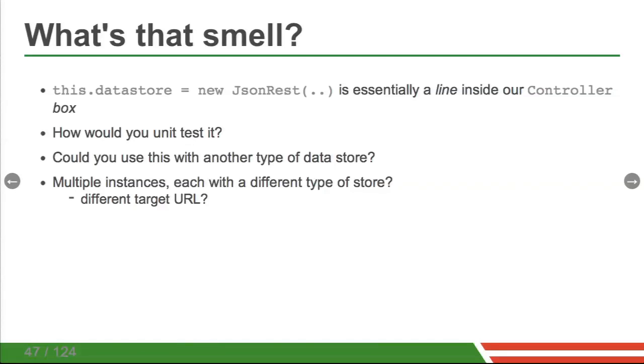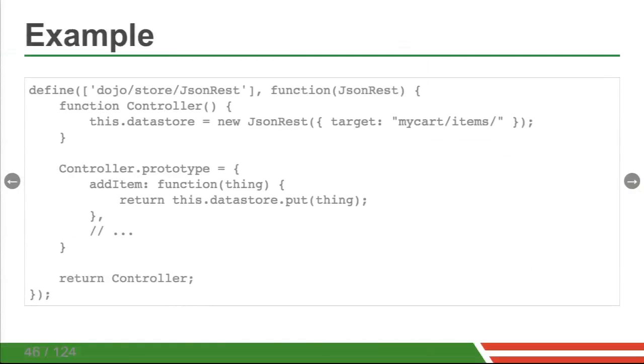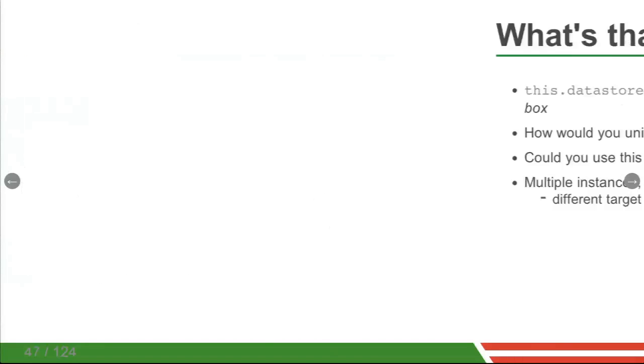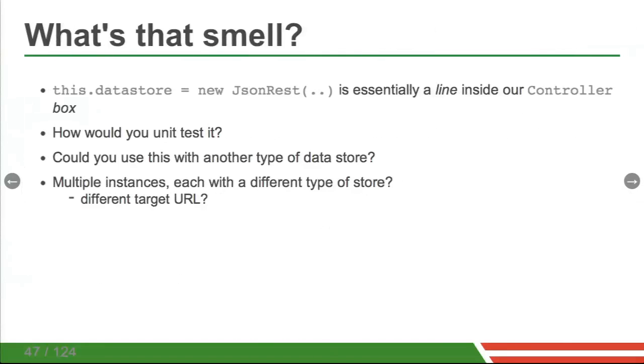So how would you unit test this code? You'd have to actually mock a lot of things. You would have to somehow provide a fake implementation of JSON REST that the loader knows where to find. You'd have to configure your loader to find it. So that might be one approach. You might try to mock the XHR, XML HTTP request, in the browser. Ooh, that sounds nasty. Do I really want to do that? So it's hard to unit test.